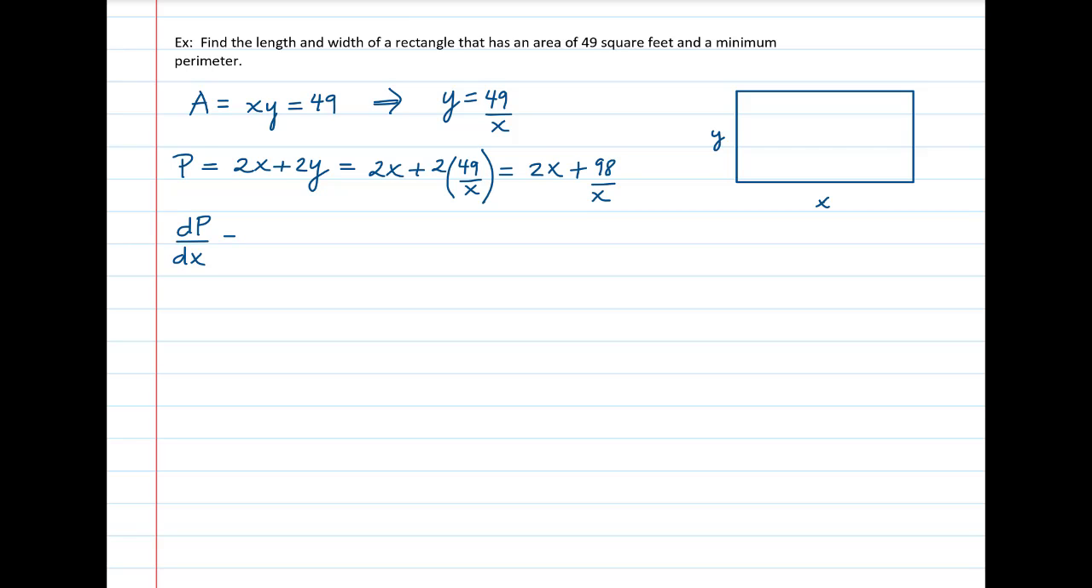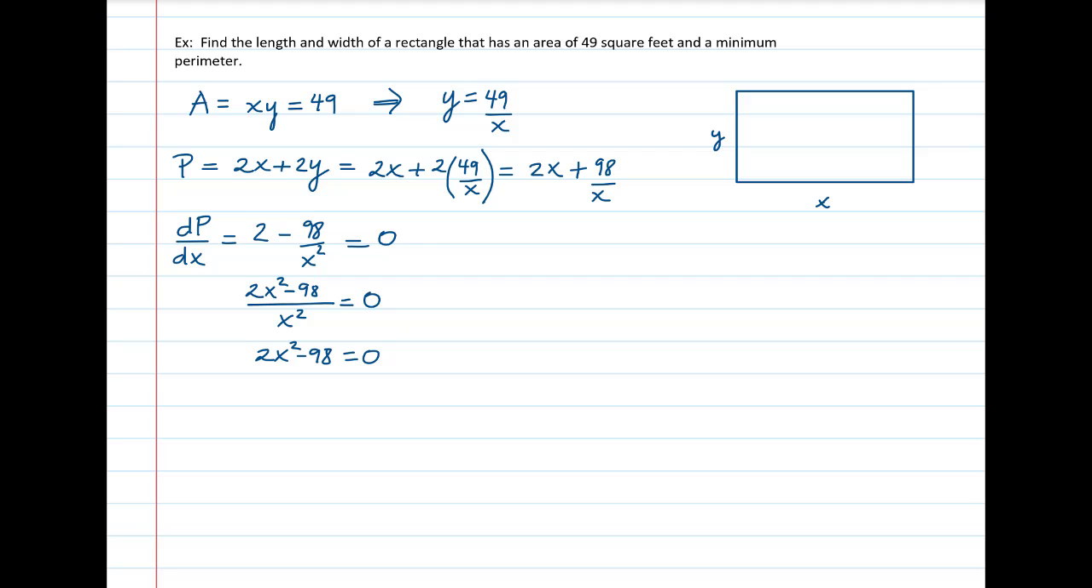Since this perimeter is a minimum, we find the derivative of the perimeter with respect to x, and that is 2 minus 98 over x squared. And we want to see when this is equal to 0. Doing a little bit of algebra and combining, I get (2x squared minus 98) over x squared, all of that equal to 0. Since a fraction is only equal to 0 when the top is equal to 0, we only care about the numerator being equal to 0.